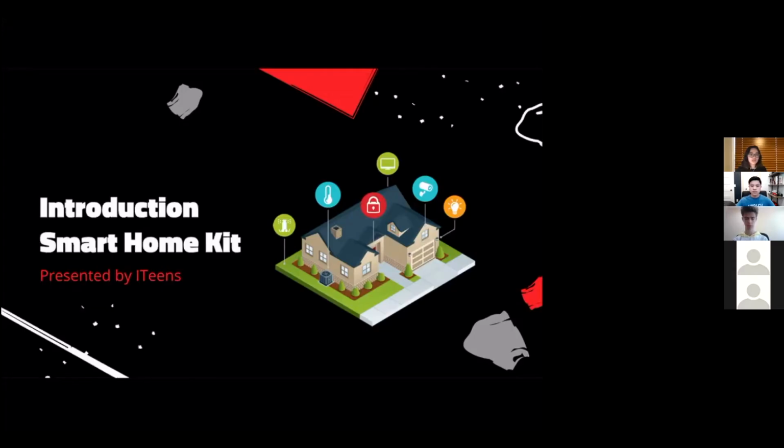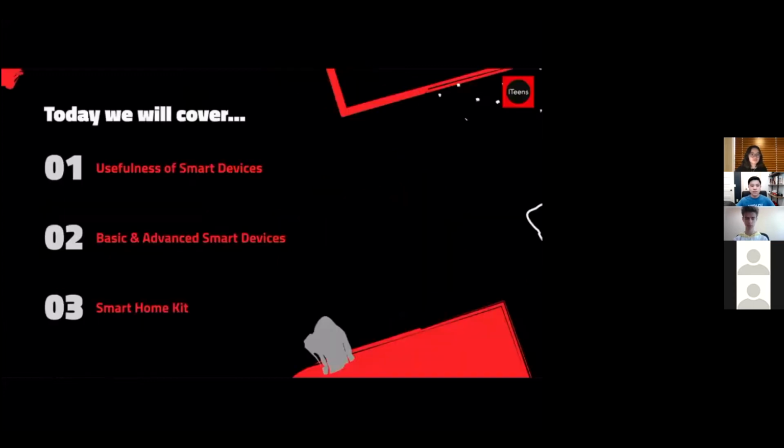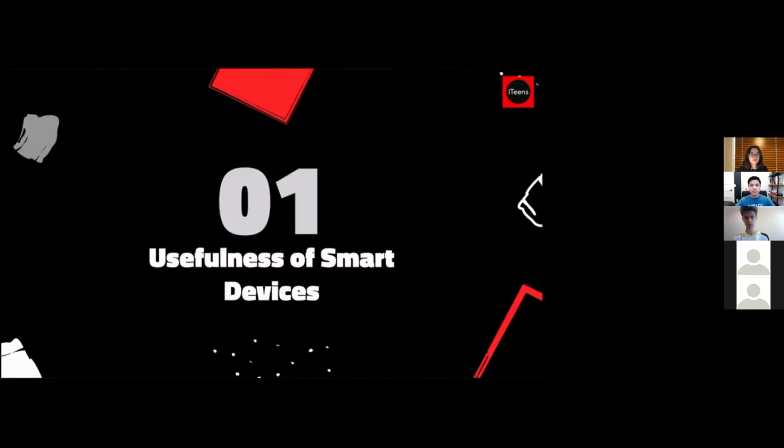Introduction: Smart Home Kit, presented by ITeens. Today, we will cover number 1, the usefulness of smart devices, number 2, basic and advanced smart devices, and number 3, a smart home kit. Number 1, usefulness of smart home devices.